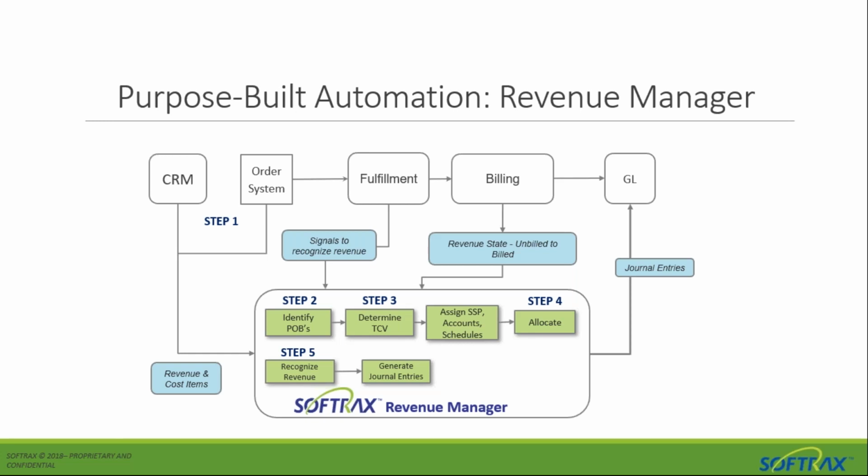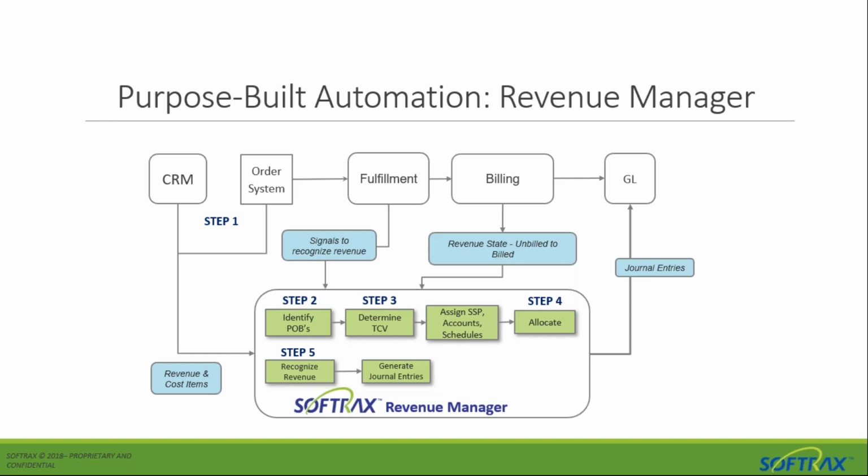Then the last step is processing the revenue and generating those journal entries and pushing them back up to the GL. Now you can see a couple of other blue bubbles in between the upstream systems and the subledger. So signals to recognize revenue and the billing signals there.